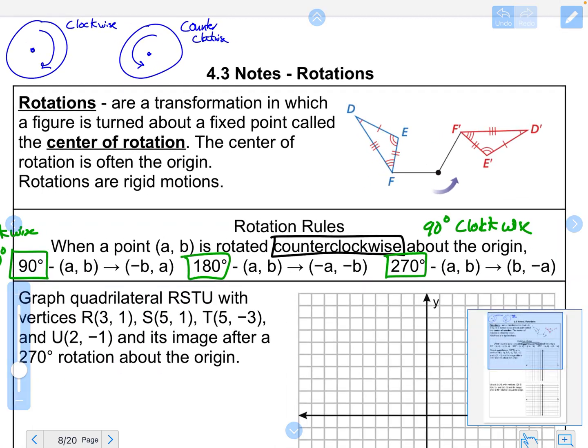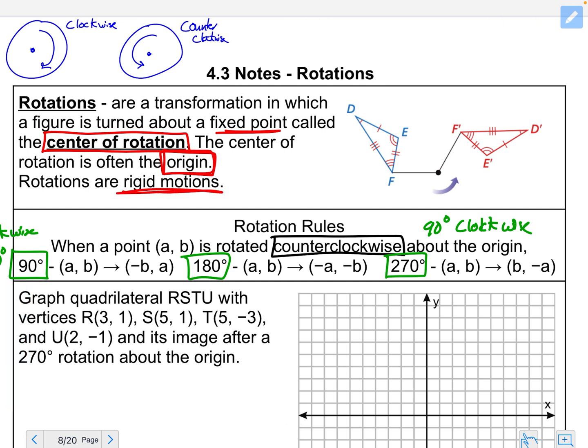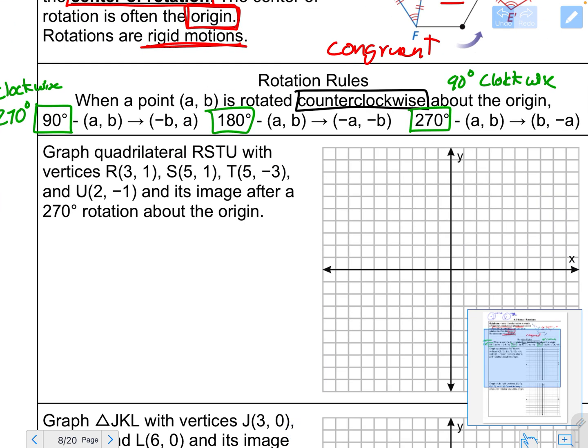All right, so now let's talk about our definition of rotations. Rotations are where we transform a figure around a fixed point, and that fixed point is the center of rotation. For us, the center of rotation is always going to be the origin. And again, rotations are rigid motions, which means that all of our shapes should be congruent. This is going to come in handy later when we start talking about congruent versus similar figures, but right now everything we've done is a rigid motion, and so they are congruent.